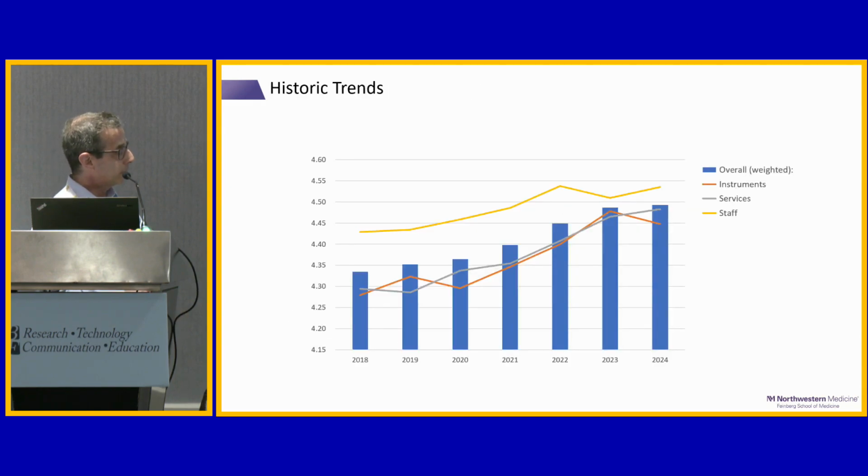So this is the historic trend for the survey. The blue bar shows the weighted score. You can see it has continued to go up. It's starting to level off, but it's still rising. And again, it's sitting at about this magical 4.5 point where, on average, people either agree or strongly agree with the positive statements. This is staff. Instruments and services are down here. People have always been happier with the staff than necessarily the instruments and services, but you see they've risen and they've nearly caught up, right? And so we can say that people are pretty happy with the core services.